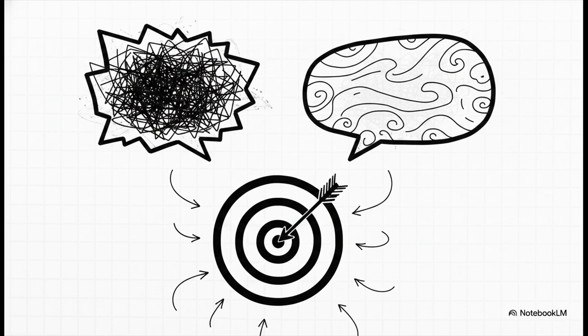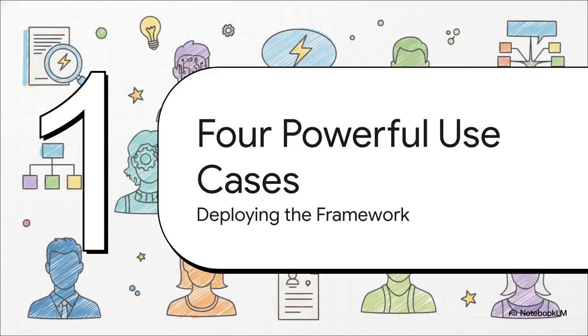And finally, goals. What does this character literally want to achieve in this interaction? The AI is going to prioritize its answers based entirely on whatever finish line you set for it. All right, Section 3, 4 powerful use cases.